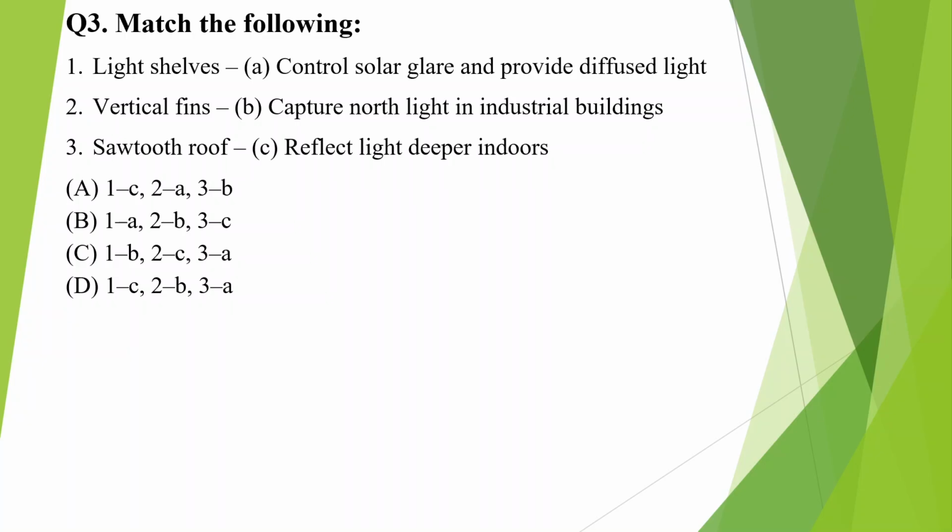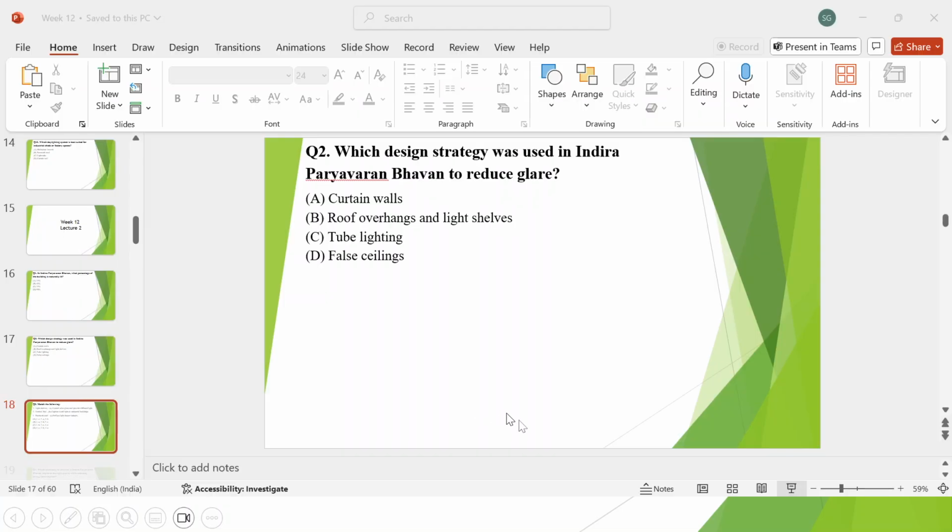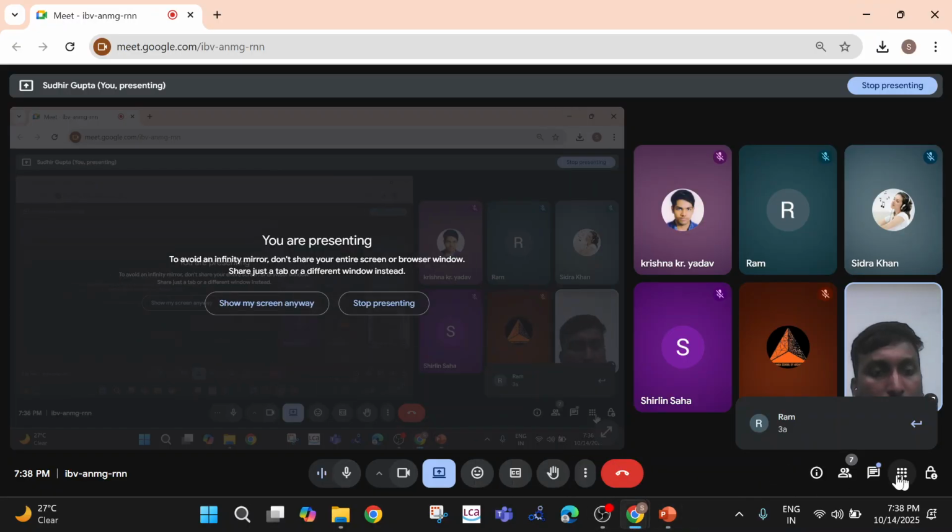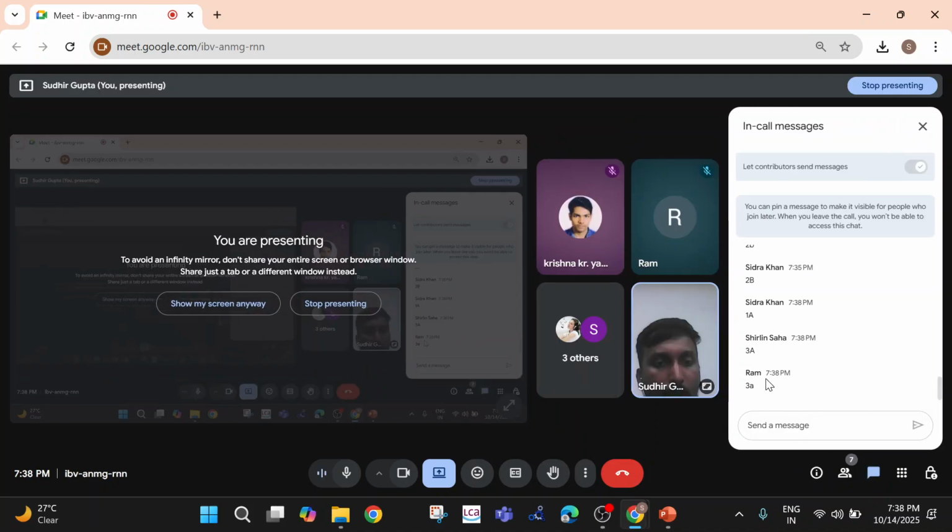Question number 3, who can answer? Let me see. For this particular question number 3, till now, as I can see, several people have answered, and all of them have opted for option A. Okay, Chandrika is having a different opinion, so it's good to see that everyone has a different opinion, but any one of you is correct.